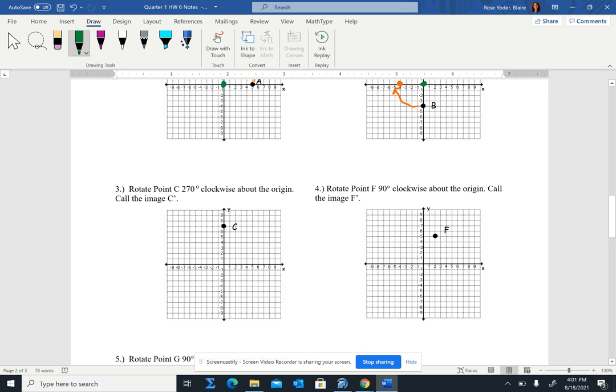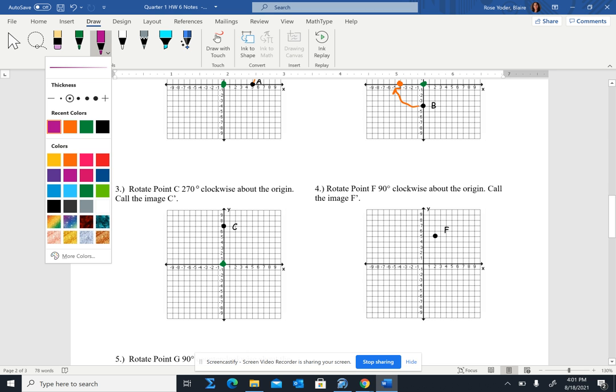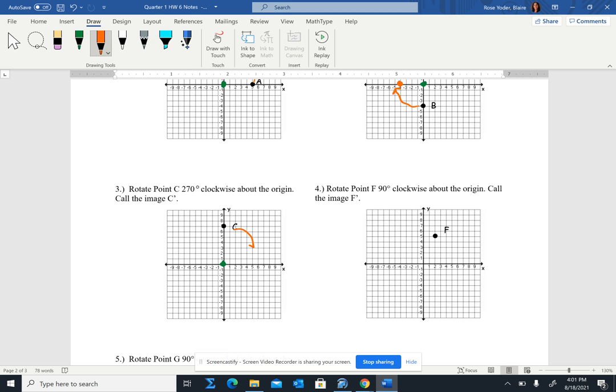All right, next problem is a similar one, but it's not 90 degrees anymore. It's rotate point C clockwise about the origin again. So center of rotation is my origin again. Once again, I want to go clockwise. This time C is up 7 units on the y-axis, so I want to go 7 units again.